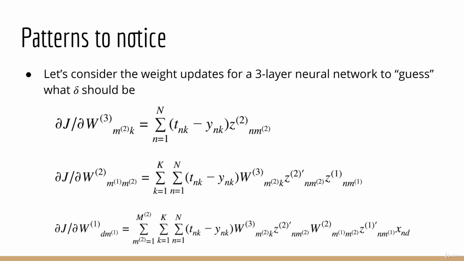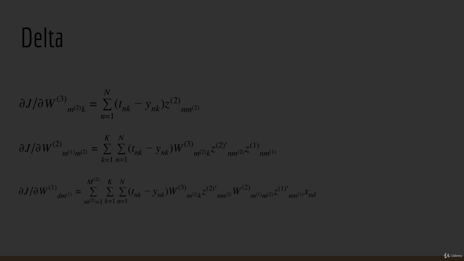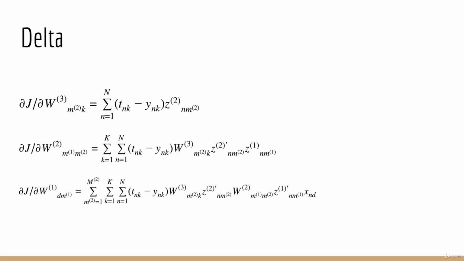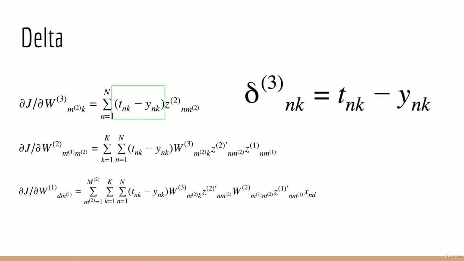Let's now look back at our equations for the gradients of the 3 weight matrices to see what this delta variable should actually be. The first delta at the output layer seems a little different from the others, but that's only because the output layer involves a softmax and then the cross-entropy loss function, which the other layers do not. In this case, we can say that delta_3 of nk is equal to t_nk minus y_nk.